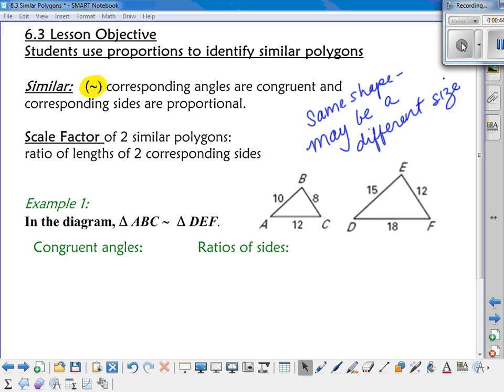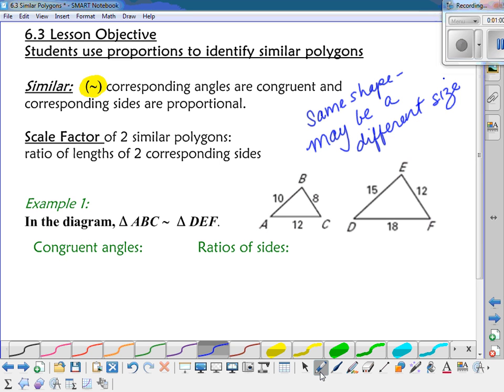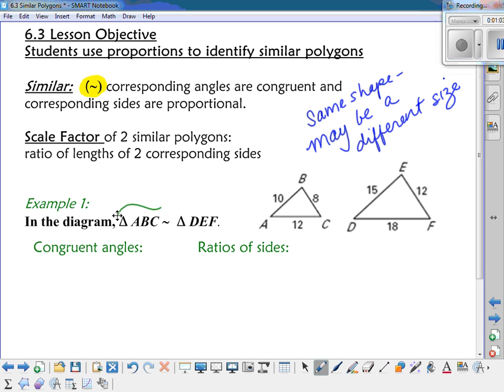The scale factor for two similar polygons is just the ratio of the lengths of the two corresponding sides. So in example 1, we're told that in the diagram, triangle ABC is similar to triangle DEF. When they talk about a similarity statement, that's what they're talking about: the statement that says two things are similar. So my angles are congruent, and then my sides have to be proportional.